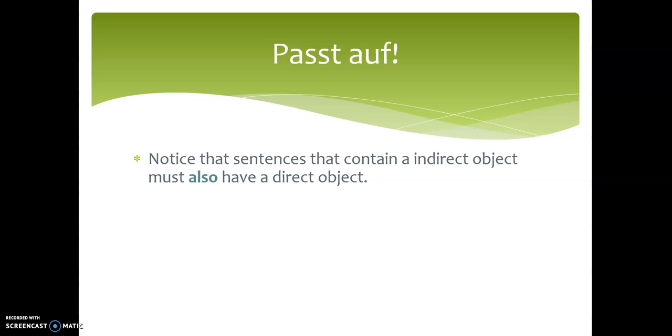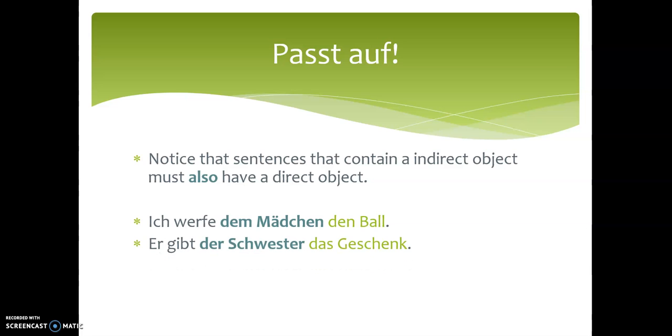Notice that all sentences that contain an indirect object must also have a direct object, okay? So be careful. If you say, "Ich werfe dem Mädchen den Ball," that has both a direct object and an indirect object. If you say, "Er gibt der Schwester das Geschenk," same thing. Both have a direct object and an indirect object.